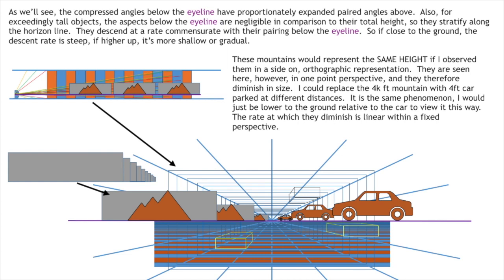The rate at which they diminish is linear within a fixed perspective. So again, my eye line would just have to be very close to the bottom of the tire on the car for me to view it this way, but it would still descend away from my vision the same way. Just like if I were to stand straight up and look at this mountain, it would descend according to its paired lower visual angle of a 6-foot observer along that orthogonal line.